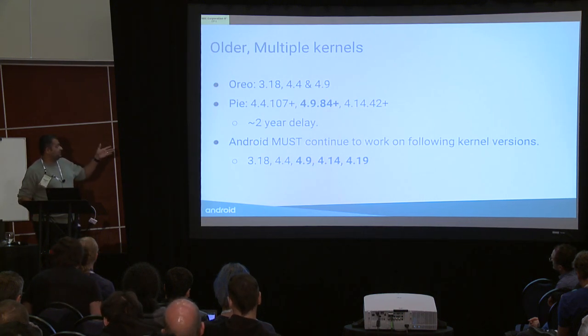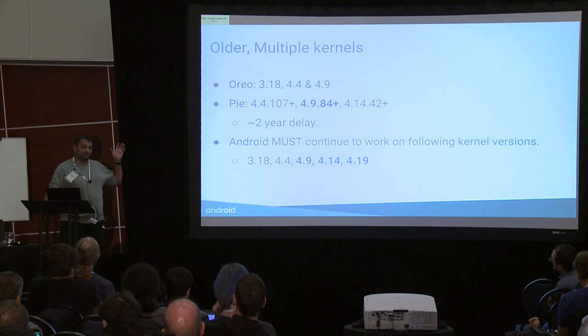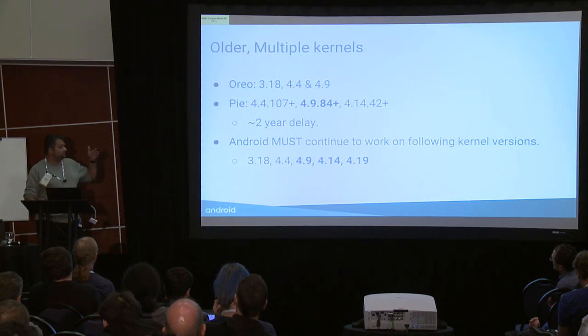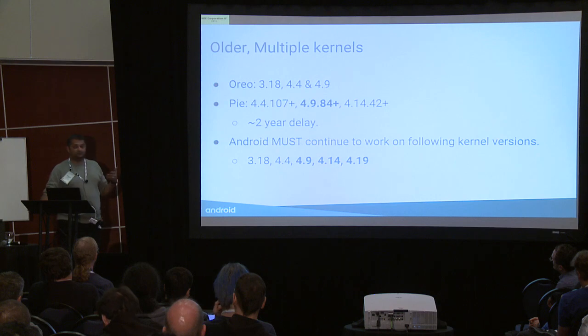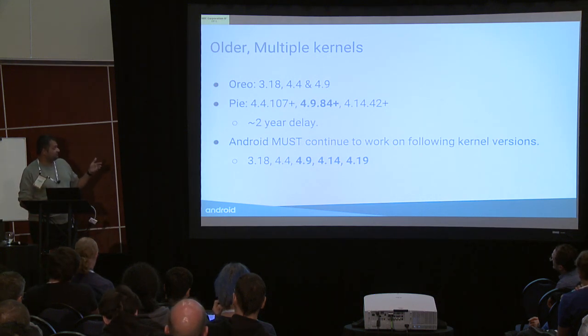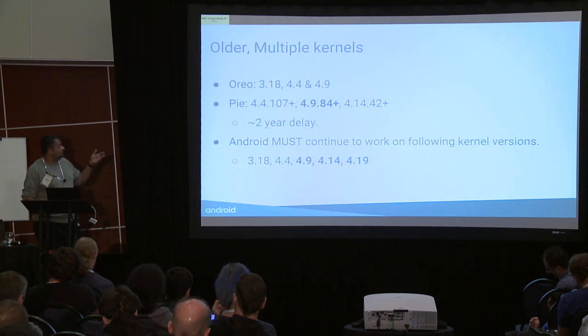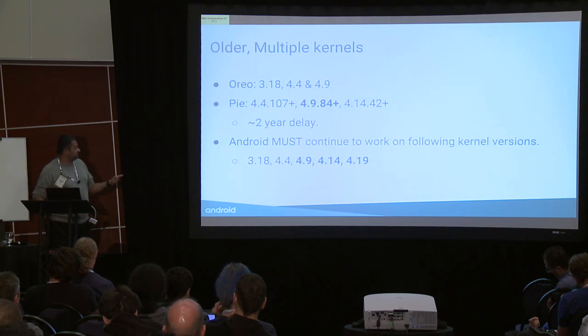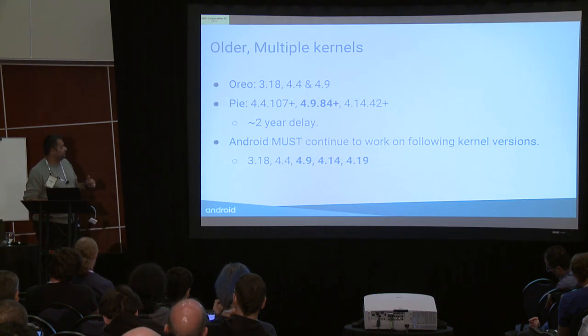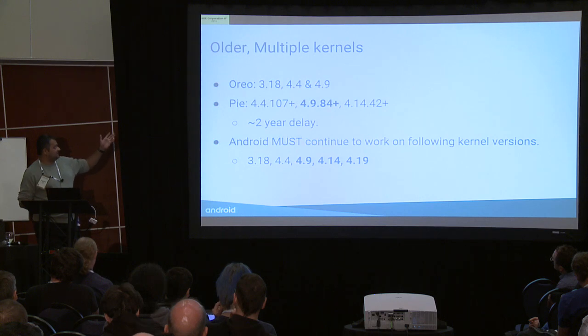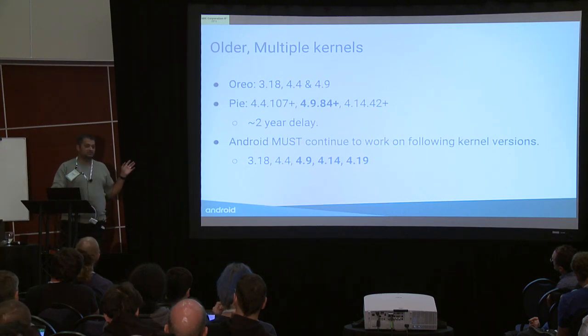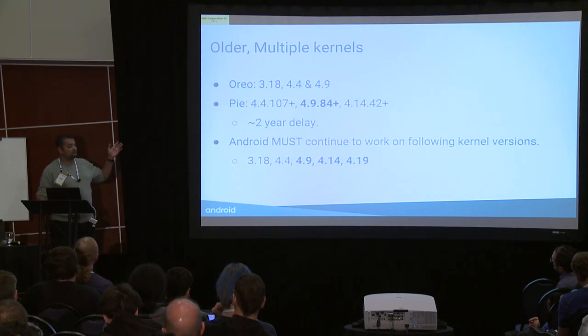kind of mitigate that is, with Pie, we added the stable patch version at the end of each minimum kernel version. So instead of saying the minimum kernel should be 4.4 or 4.9 or 4.14, we are now saying 4.4.107 plus, 4.9.84 plus, and 4.14.42 plus. The 4.9.84 is pretty much what you would end up seeing in most of the flagship devices, for example, which is still, again, that 1.5 to 2 years delay from the mainline. But the good part about it is the LTS patch versions are down to months instead of years older. And there's a story about 107 and why that happened.